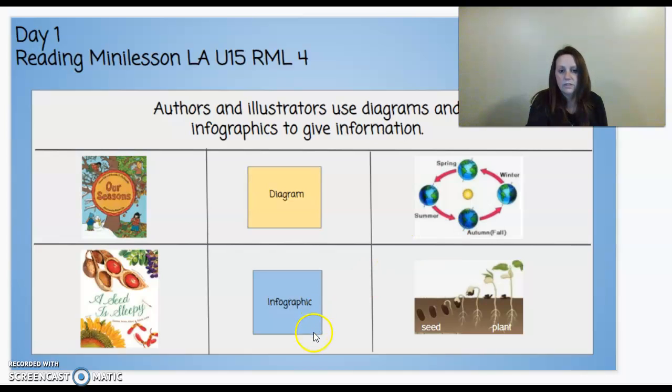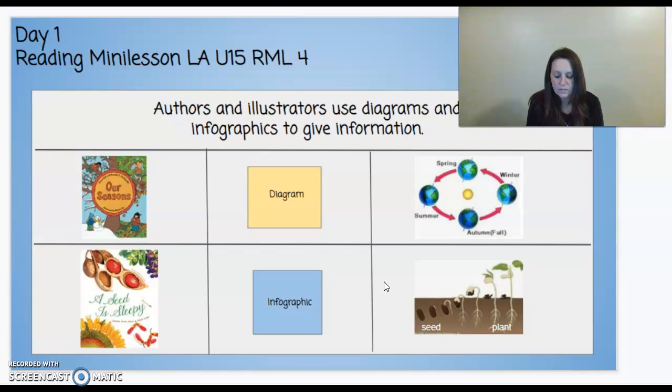And then you should have talked about an infographic. And an infographic is also a picture, but it has words and pictures. So, for example, in this picture, it explains how a seed, there's the word seed, and then you can see how it grows, and then it turns into a plant. So there's pictures and words to represent what's going on. Authors and illustrators often include these in nonfiction texts to help you understand the information better.